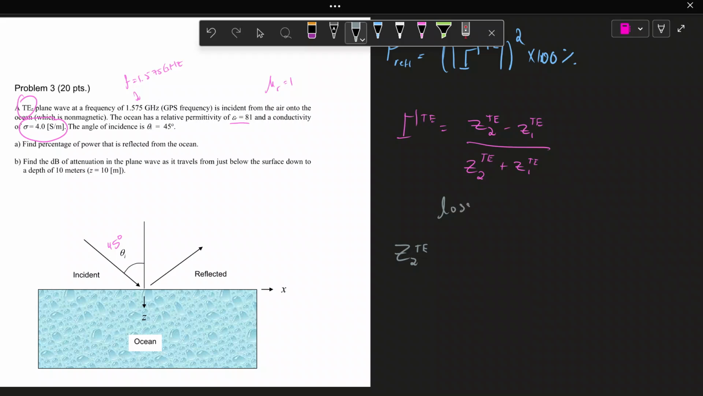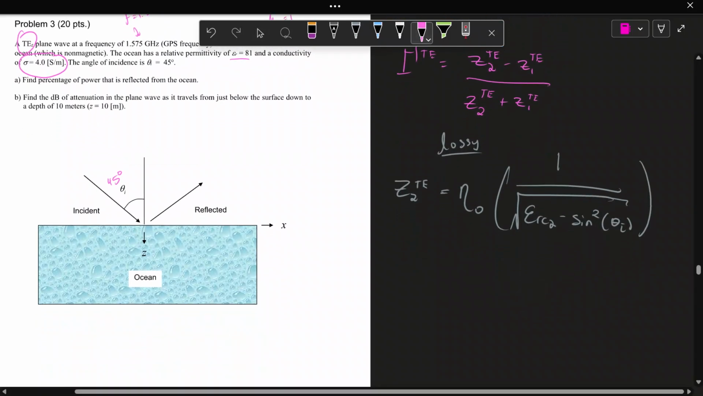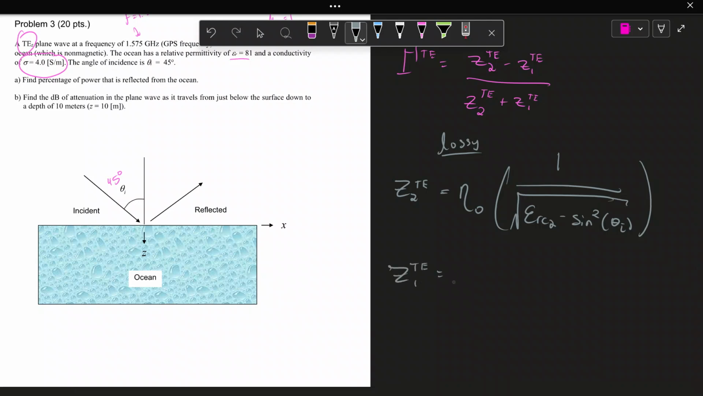In the lossy case, the impedance TE of 2 is going to be equal to eta naught times 1 over the square root of epsilon RC2, the epsilon RC of the second medium, minus sine squared of the incident angle. The Z TE1 equation is going to be equal to eta naught times secant of the incident angle.